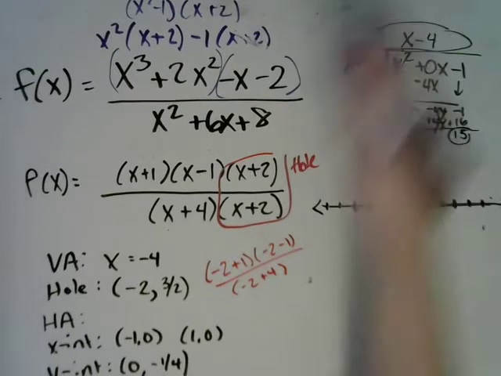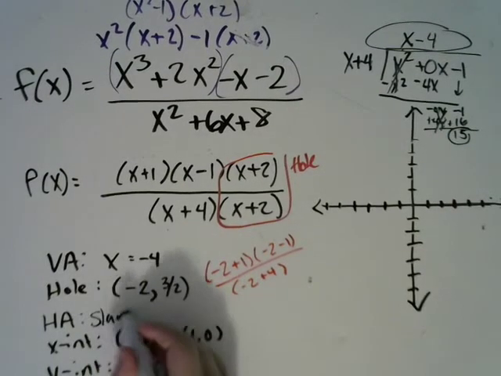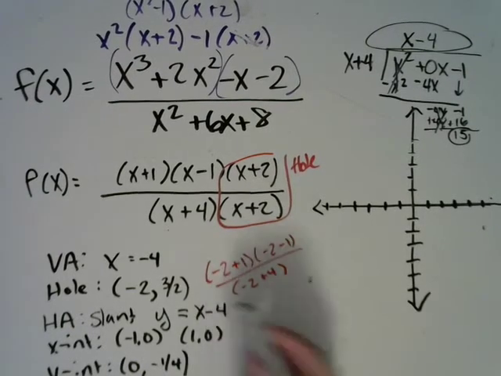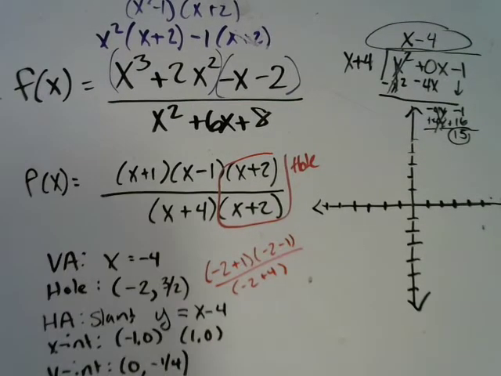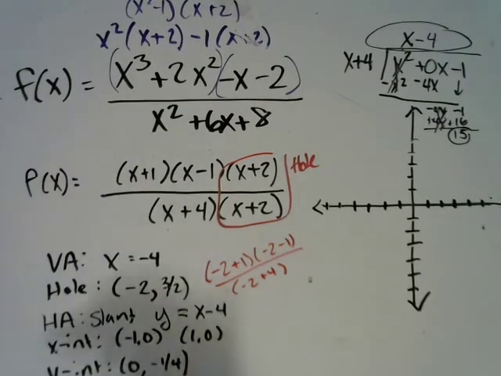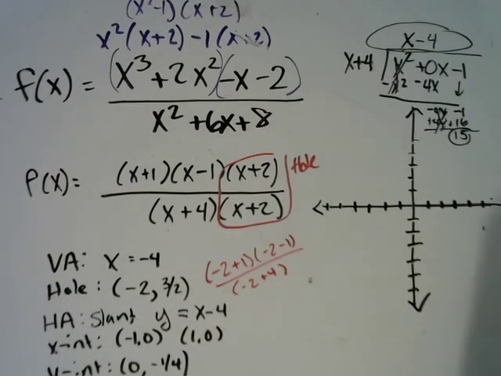Our slant asymptote is y equals x minus 4. Keep in mind that this is not a horizontal asymptote. The horizontal asymptote has been replaced by the slant asymptote. And now I have enough information to graph.